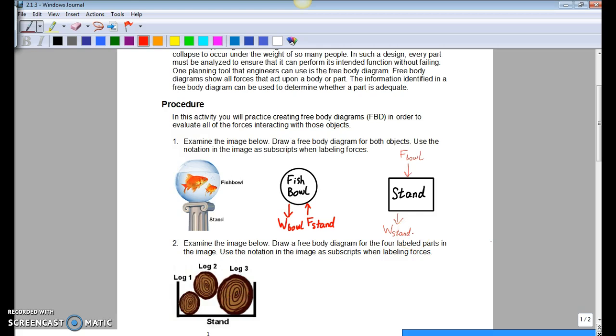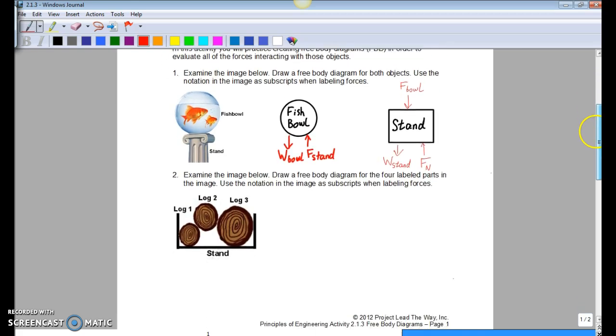In this case, the stand actually has two forces down, one from the bowl and one from the stand itself. In order to keep the stand from moving down, or towards the center of the earth really, to counteract that gravity and the weight of the bowl, we have our normal force. So we have that F sub n. And that's it. That's activity 2.1.3 number 1. We just broke it into components, and we have the bowl and the stand separate.